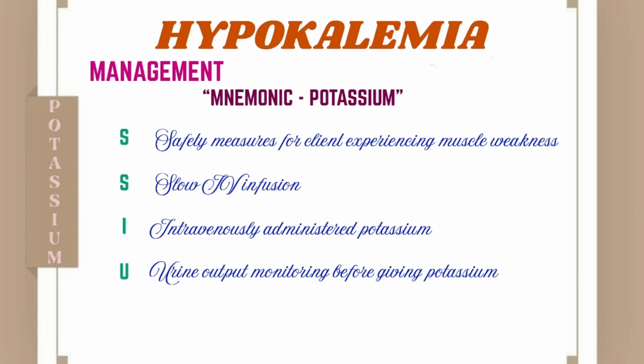The normal urine output is more than or equal to 30 ml per hour before giving potassium, because by checking this we will know whether the kidneys are functioning properly or not. If the kidneys are functioning properly, then only potassium will be excreted. Hyperkalemia can develop while we are treating hypokalemia, with increased potassium in the body when we give IV potassium or oral supplements, so we have to check kidney function prior to giving potassium.